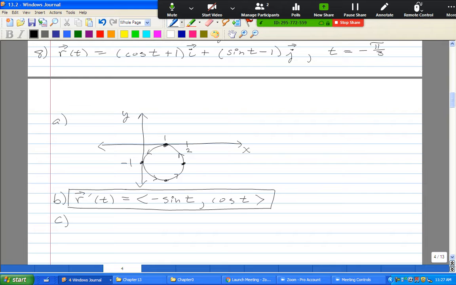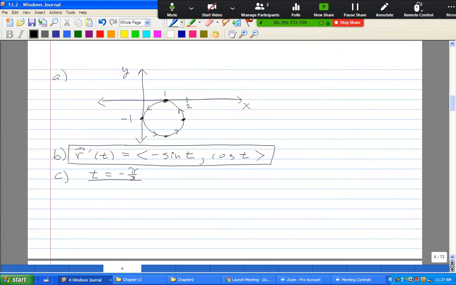I want to sketch the position vector r and the tangent vector r prime. Okay, and I want to do this when t is equal to negative pi over 3. So at t equaling negative pi over 3, I have that r, the position vector, is equal to cosine negative pi over 3.